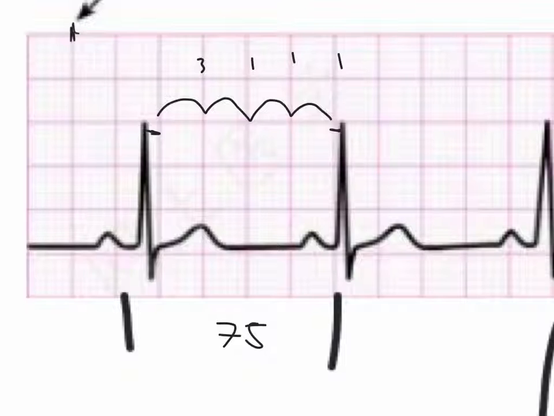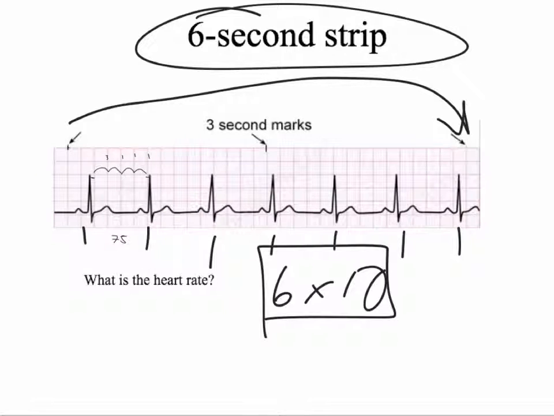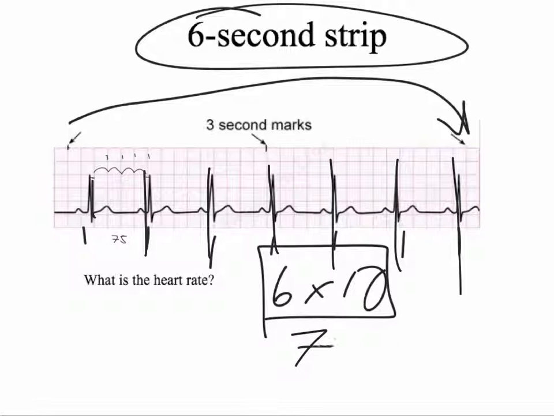And let's see if this 6-second strip can help us to identify that. We start here, and there's 1, 2, 3, 4, 5, 6, 7. There are 7 marks in this, so we multiply it by 10 and we get 70 beats per minute.